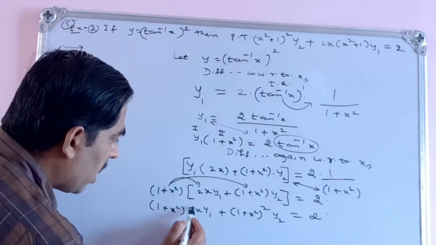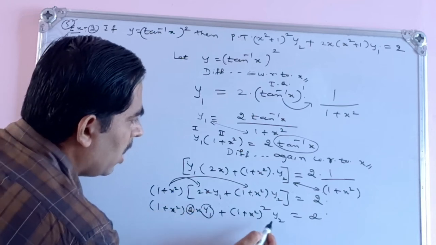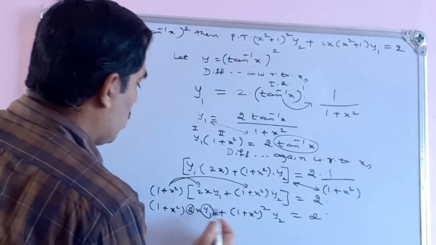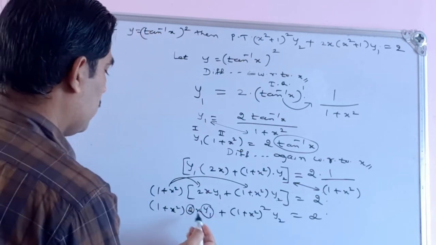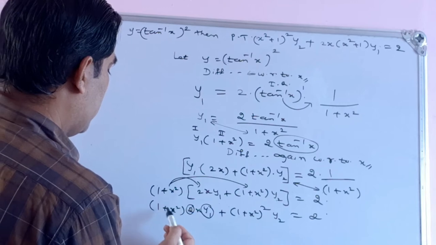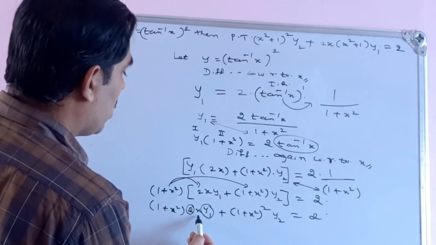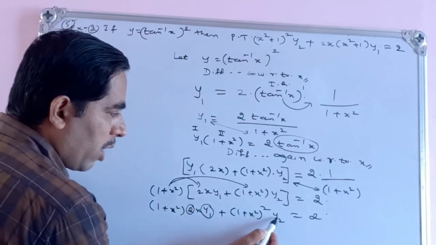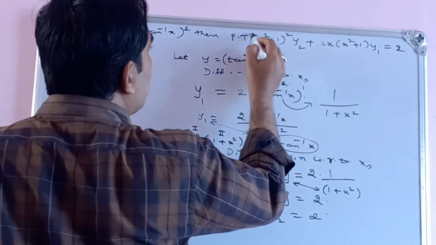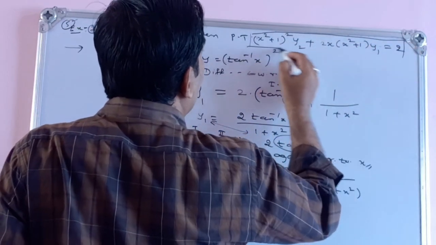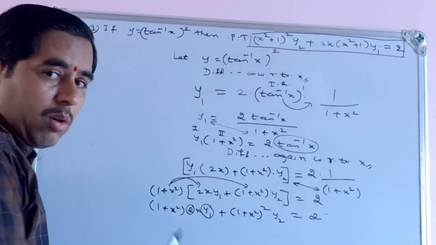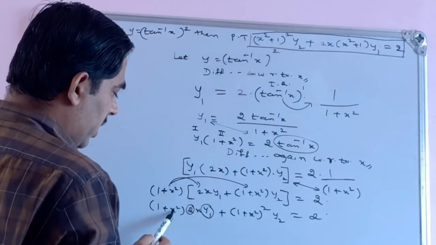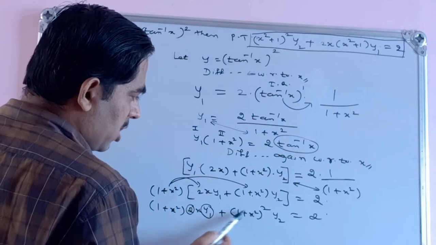What is the common thing here? So we have 1 plus x square into 2x y1 plus 1 plus x square whole square into y2. Let us observe the result here. What is the result? We have been asked to prove, and we have got the result we desired: x square plus 1 whole square into y2.